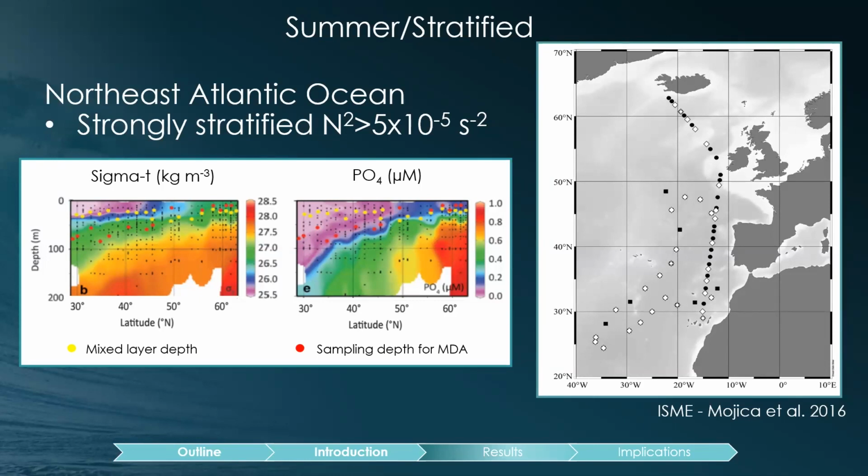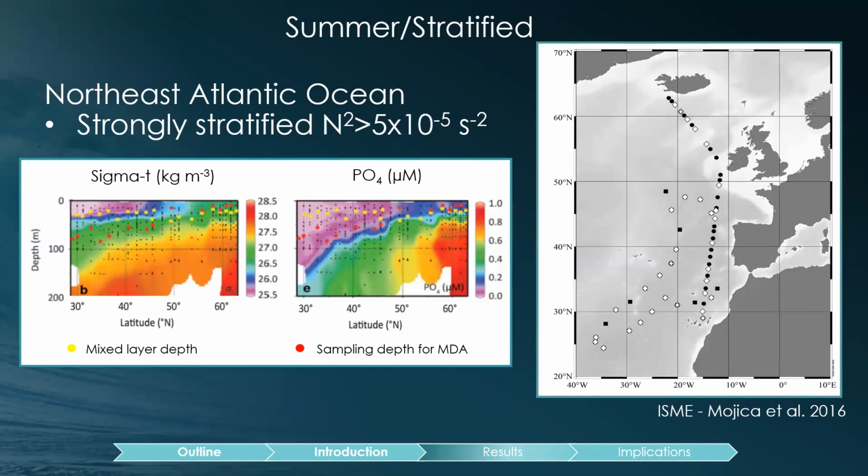During these cruises, it was strongly stratified, according to the 100-meter depth average buoyancy frequency being greater than 5 × 10⁻⁵ per second squared. The ODV plots show the corresponding vertical gradients in density on the left and phosphate on the right over the latitudinal transect, showing the strong density gradient and subsequent nutrient limitation in the surface waters.